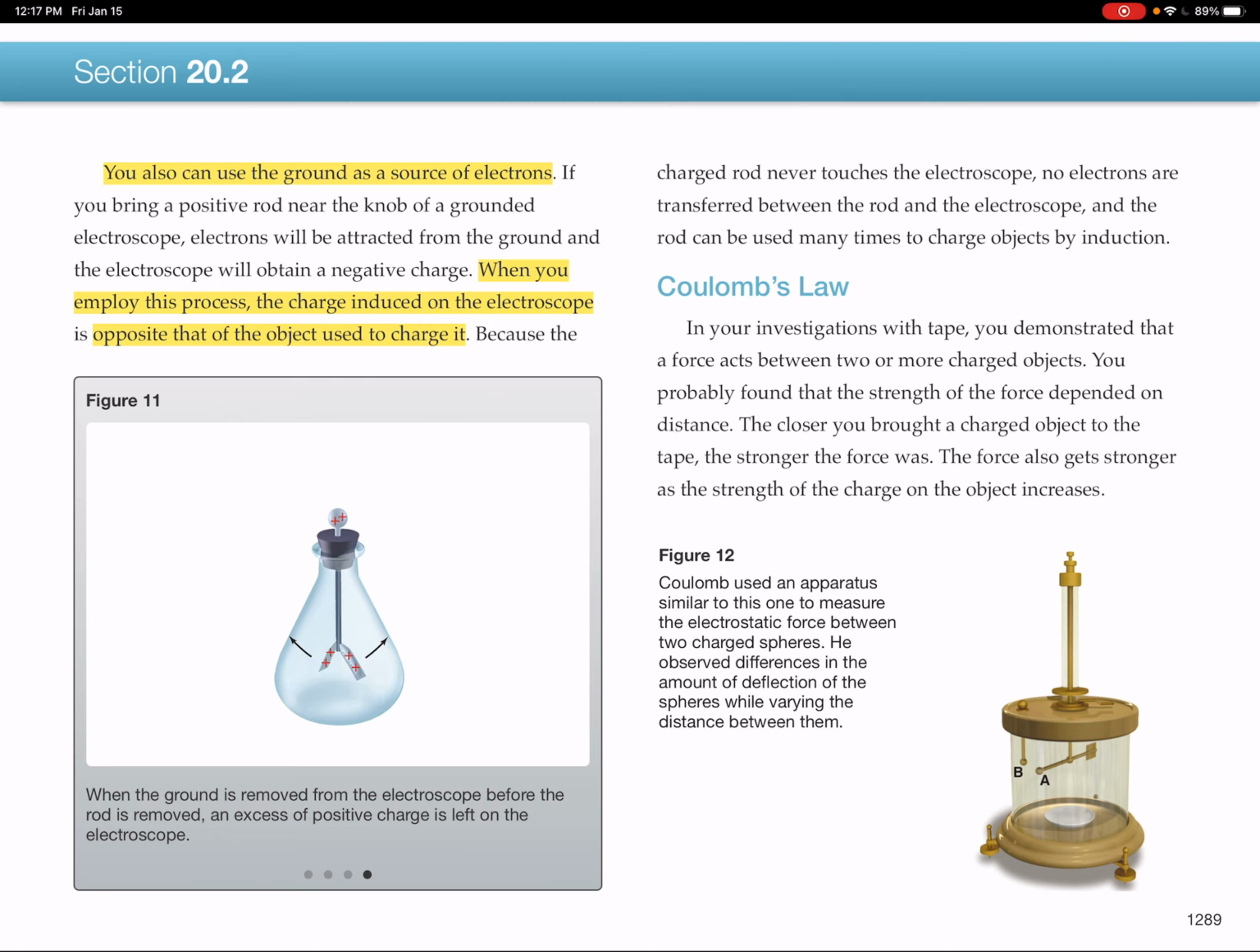So in today's lesson, we've learned how to transfer charge both by conduction and by induction. With this, you should be able to answer all the questions on the launch homework.